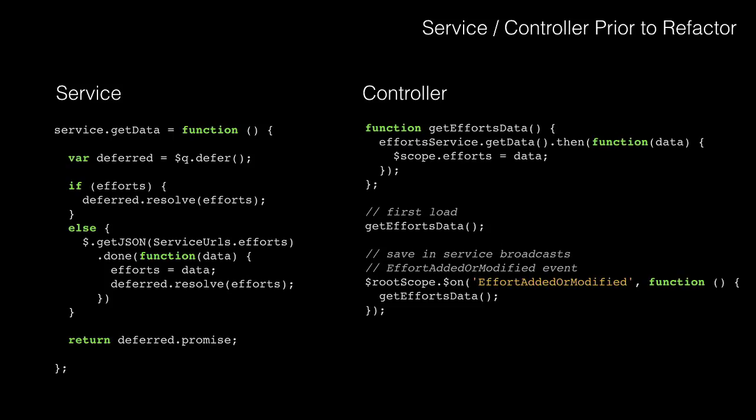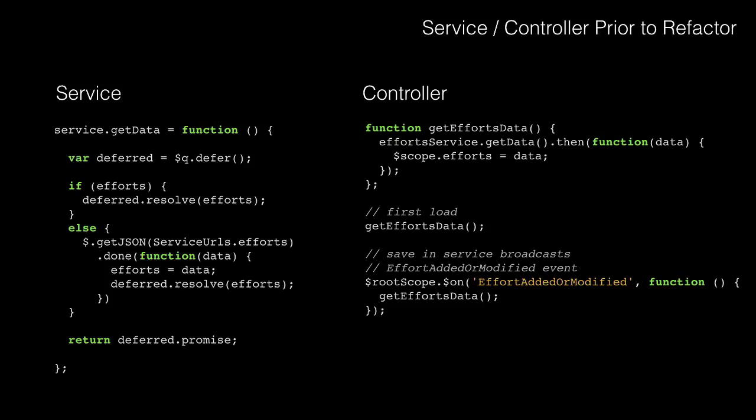On the left, in the service, this is an example of getting data. It returns a promise, and in my controller on the right, I say, hey, get data, and then my efforts are mapped to that data. But the problem is, first of all, that's a one-time association of that data. And then I called get efforts data for the first load, and you can call that subsequently whenever you need it.